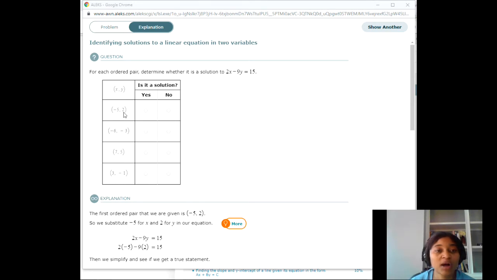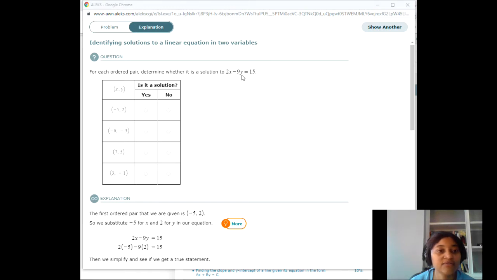The only thing you're going to do here is replace this x with the -5 and replace the y with a -2. Then you're going to replace this x with a -6 and a -3. For the third one, you'll put a 7 in place of x and a 5 for y.